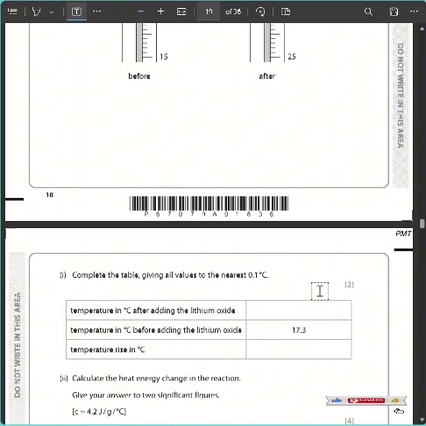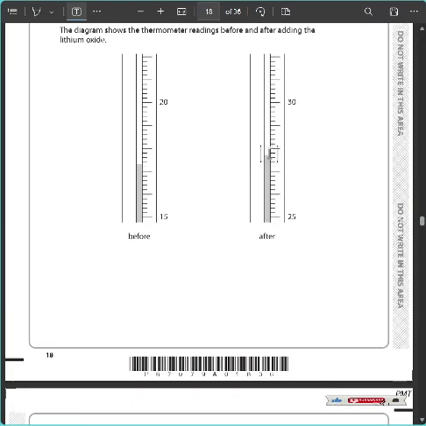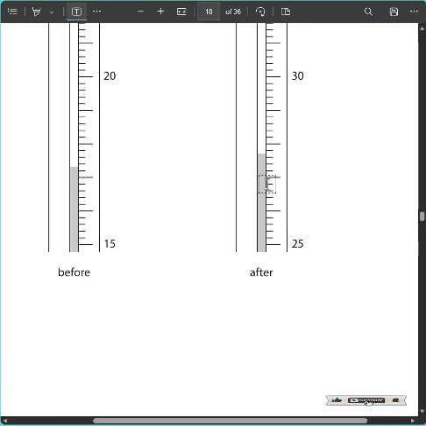Complete the table, giving all the values to the nearest 0.1 degrees Celsius. Okay, the temperature after adding the lithium oxide is around 27.7.